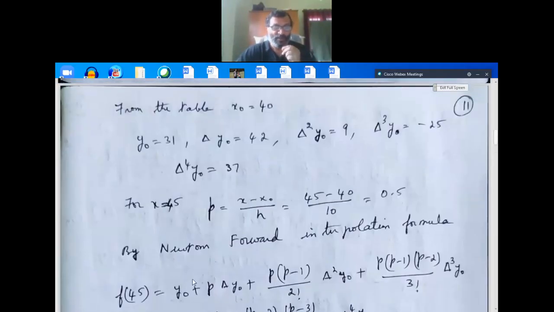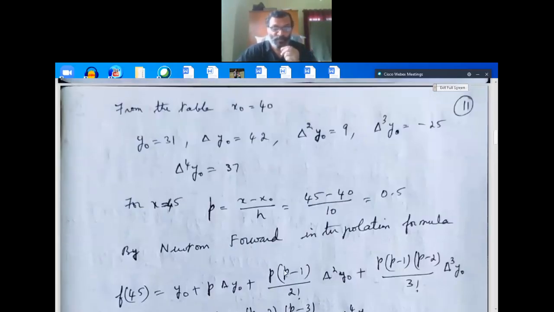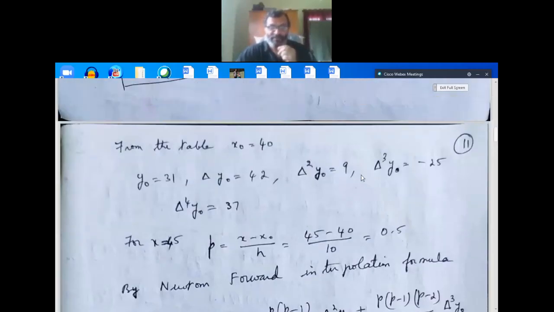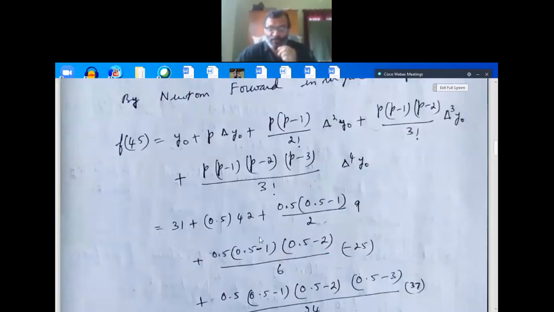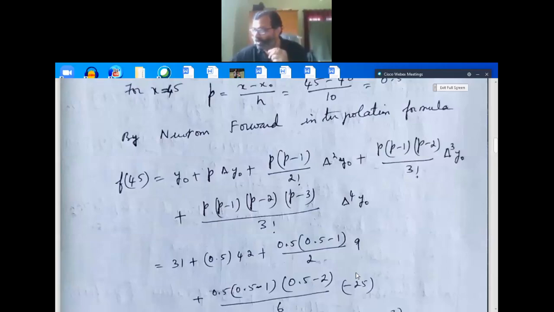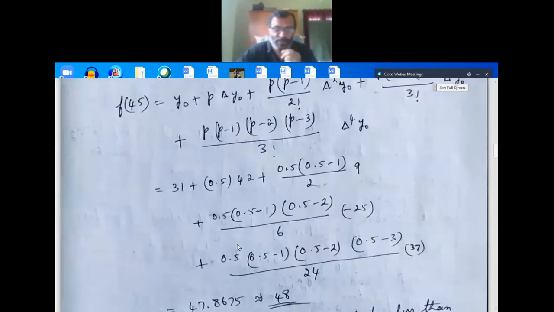Y naught is 31, p is 0.5. So 31 plus 0.5 into del y naught, which is 42, plus 0.5 into 0.5 minus 1 divided by 2 factorial, which is 2, del squared y naught is 9. Next, 0.5 into 0.5 minus 1 into 0.5 minus 2 divided by 3 factorial, which is 6, and del cube of y naught is given to be minus 25. I have written it here, see.